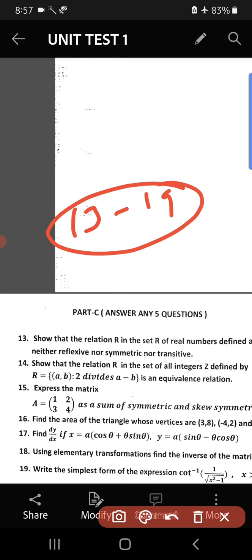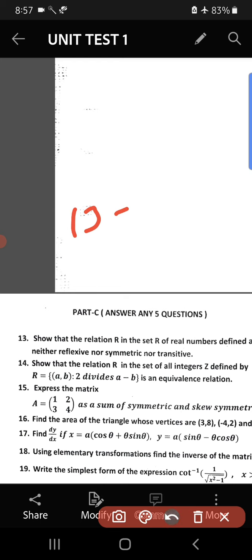Let us consider some of the questions of part C. So in part C we have 7 questions, out of which we have to answer any 5 questions carrying 3 marks. See here, question number 13 to 19. So we have questions carrying 3 marks. So let us consider one by one.